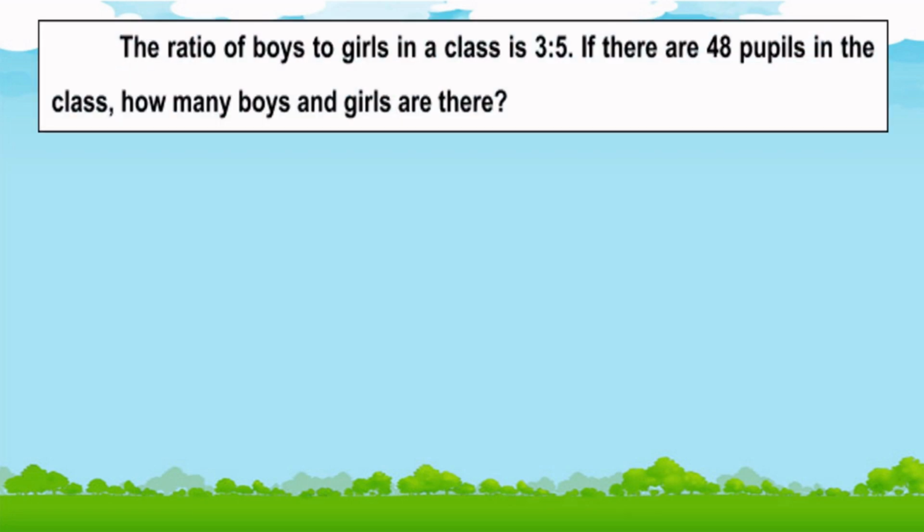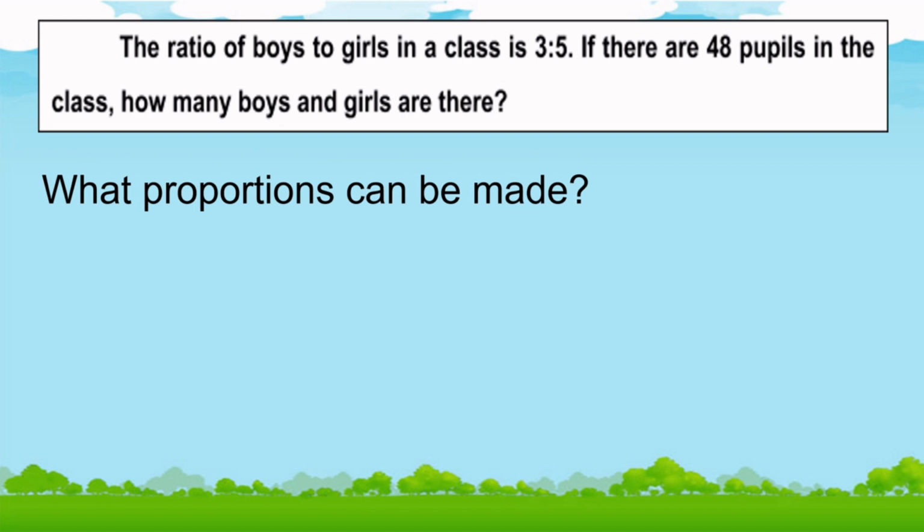Okay, so pagod na ba kayo mga batang mandunong? Hey, wag mag-alala dahil last na to. Ito na yung last problem natin. So we have the ratio of boys to girls in a class is 3:5. If there are 48 pupils in the class, how many boys and girls are there?